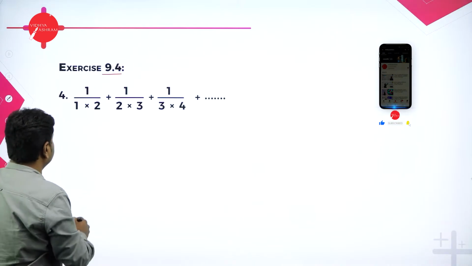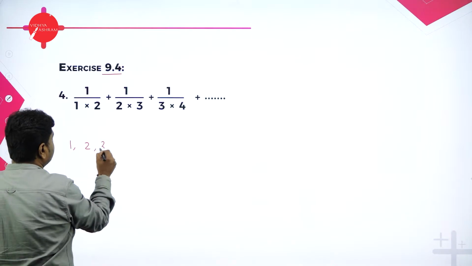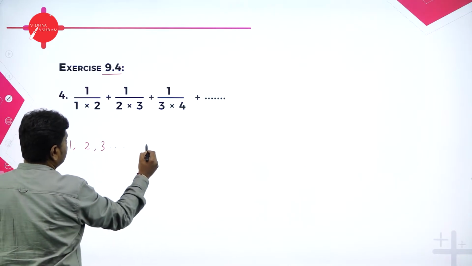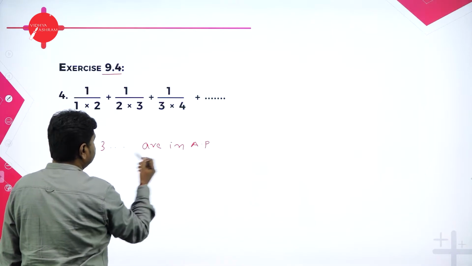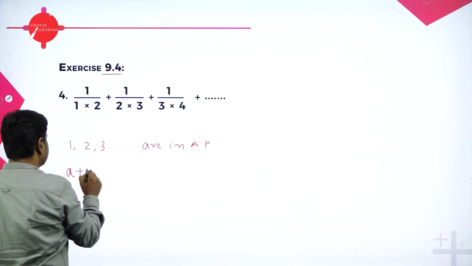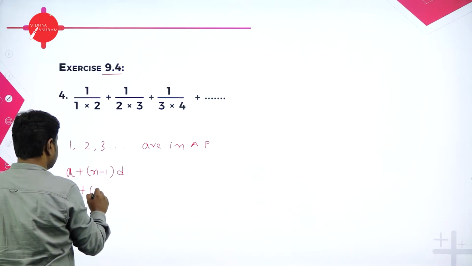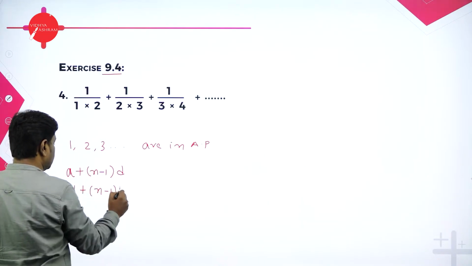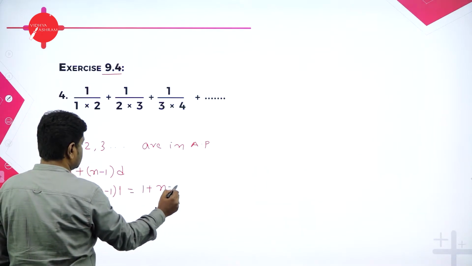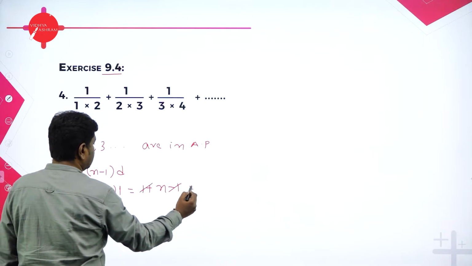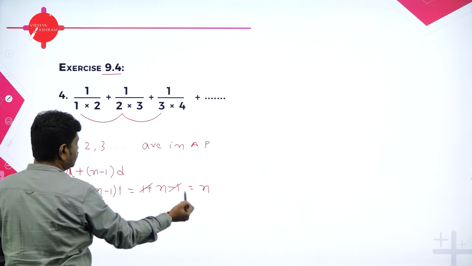Interesting question. Here, the denominator first terms 1, 2, 3, and so on are in AP, or in what? Arithmetic progression. General term is what? A plus n minus 1 into d, that is 1 plus n minus 1 into difference, which is 1. That will give you 1 plus n minus 1, which is n. For 1, 2, 3, all the first terms are in AP, and we wrote the general term as n.